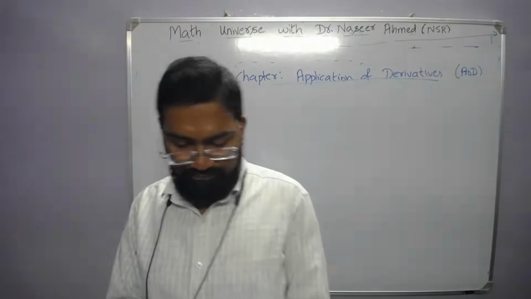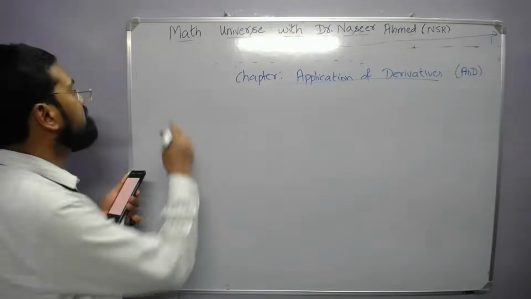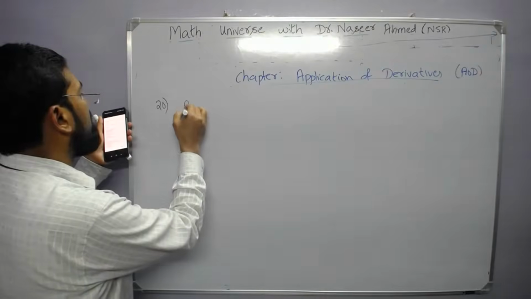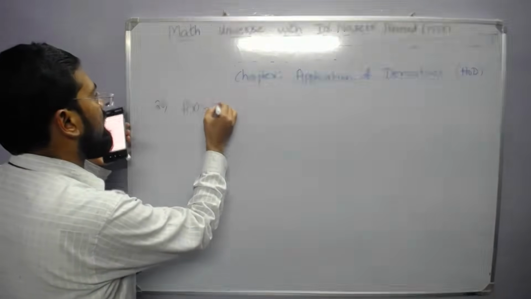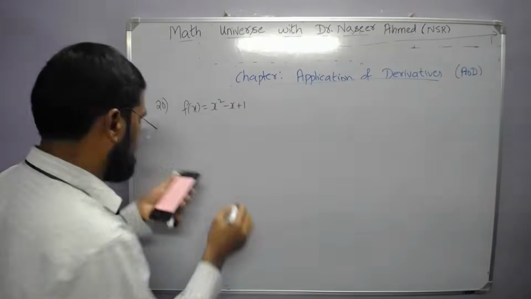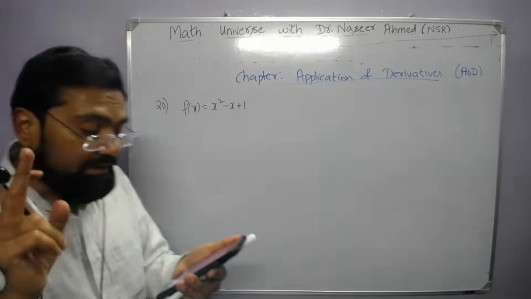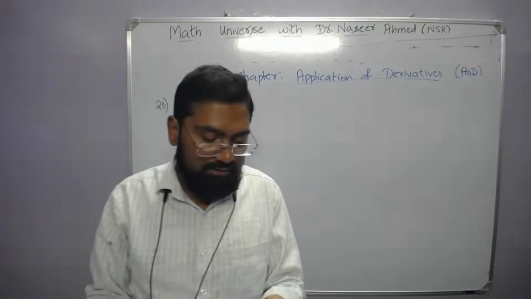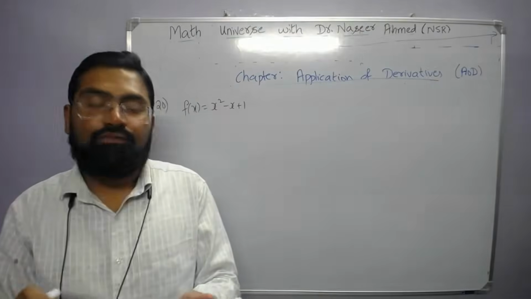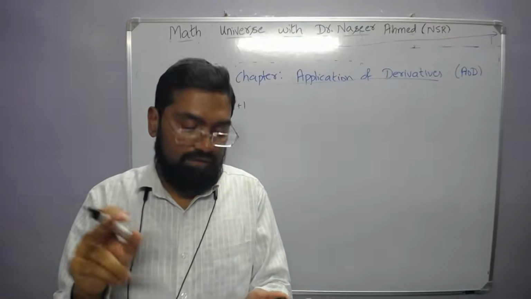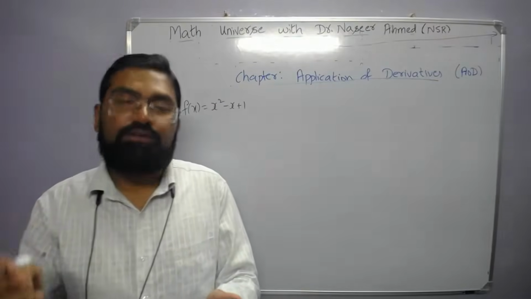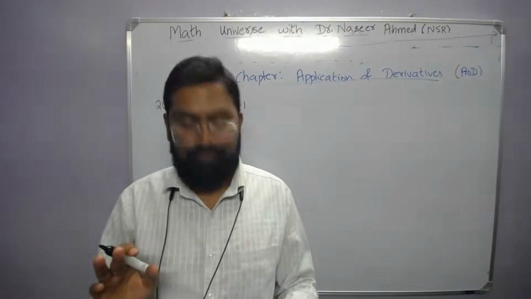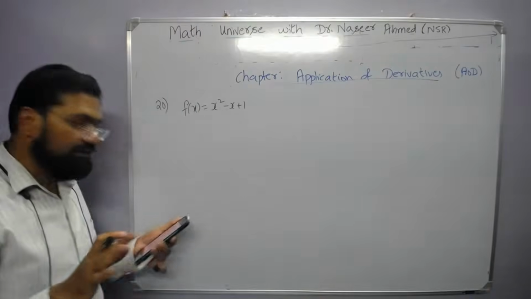Question number 20. The function f given by f of x is equal to x square minus x plus 1 is option A, neither strictly increasing nor strictly decreasing on open interval -1, 1. Option B, decreasing on interval half, infinity. Option C, increasing on R. Option D, increasing on -infinity, half. Okay, so it is talking about increasing, decreasing.